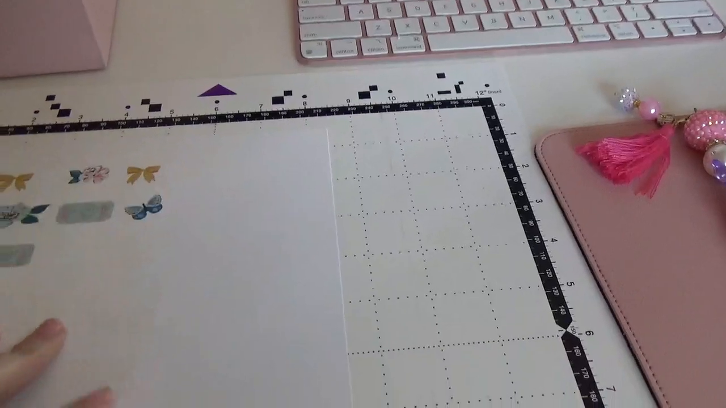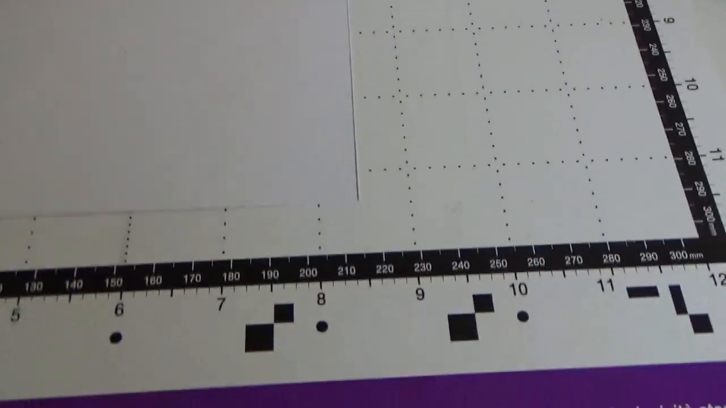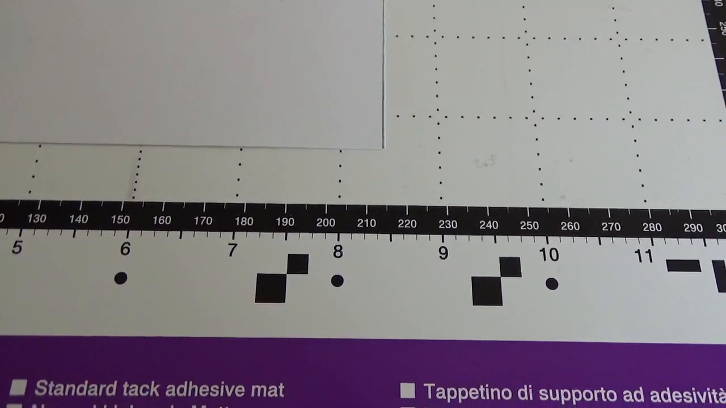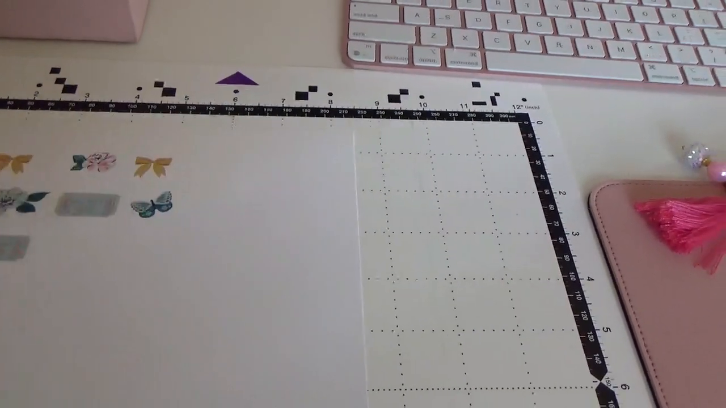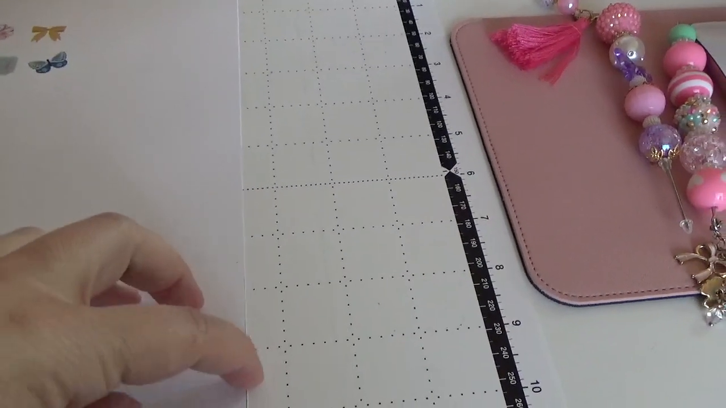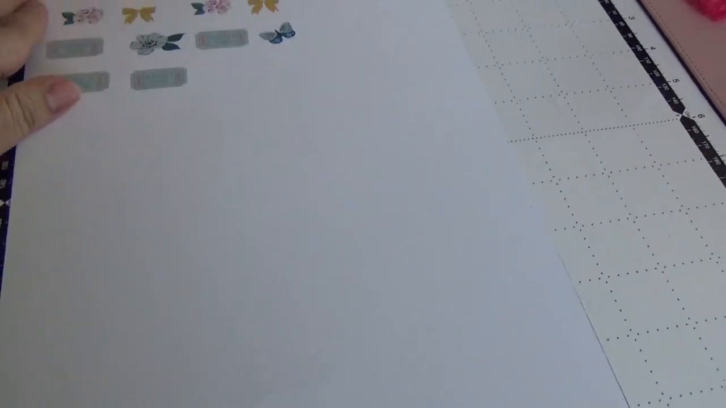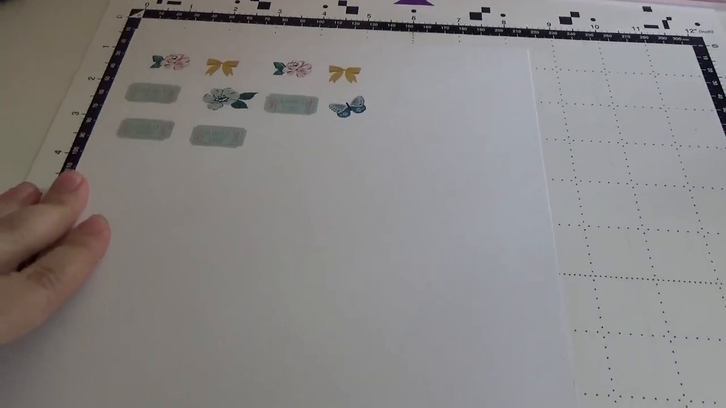So I already have my mat here with my paper. I did use 110-pound cardstock, which I think I need the stronger adhesive mat. This is the standard tack adhesive mat, and it seems to kind of lift a little bit, but I think it's because of the cardstock. If it's too thin, I did get a piece of paper, it was kind of stuck in there, so I don't know, I kind of don't like the mat as much as I would want to. I just barely started using it, so I shouldn't talk any bad about it, so we'll see.